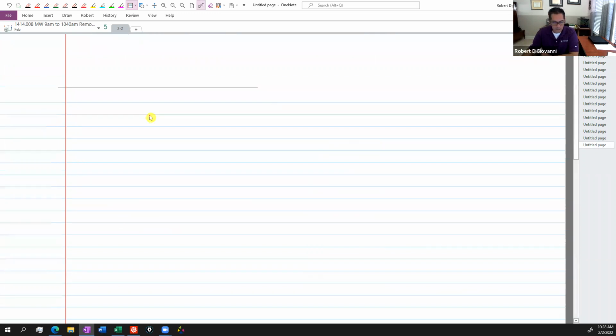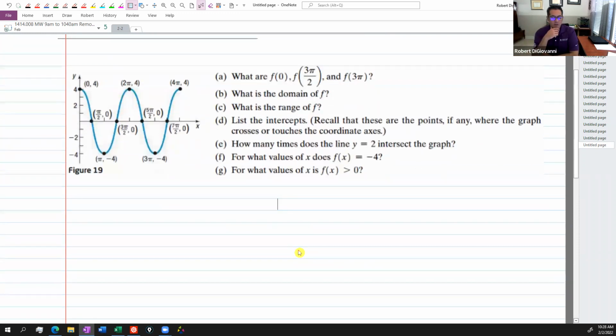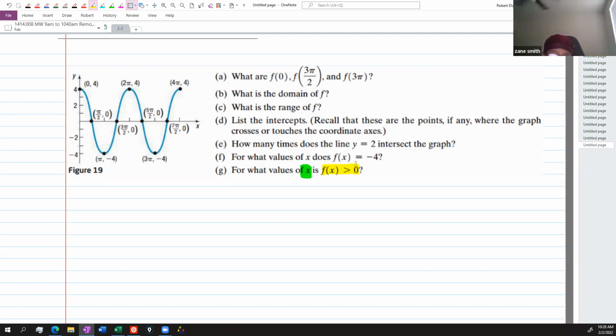One more. For what values of x is the function bigger than 0? What does that mean? Function bigger than 0. That means where are the outputs? They're above the x-axis, right? So we're trying to figure out where our graph is above the x-axis.